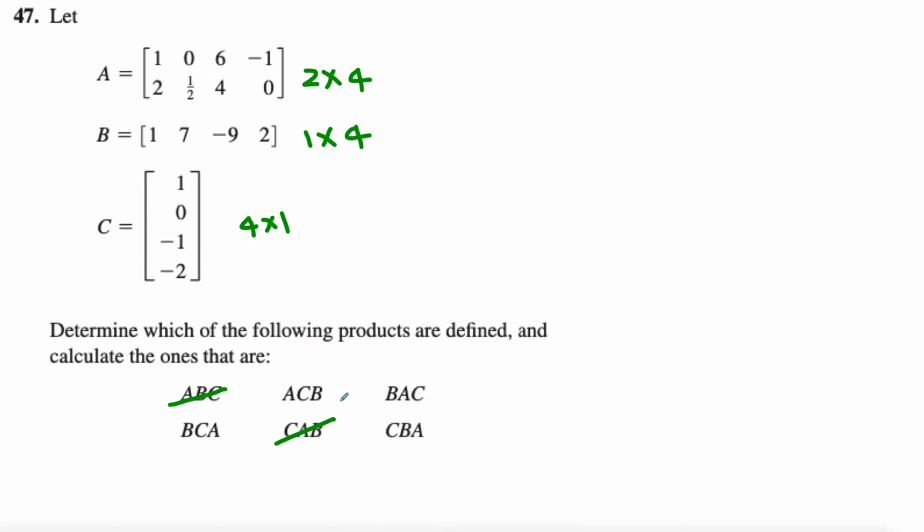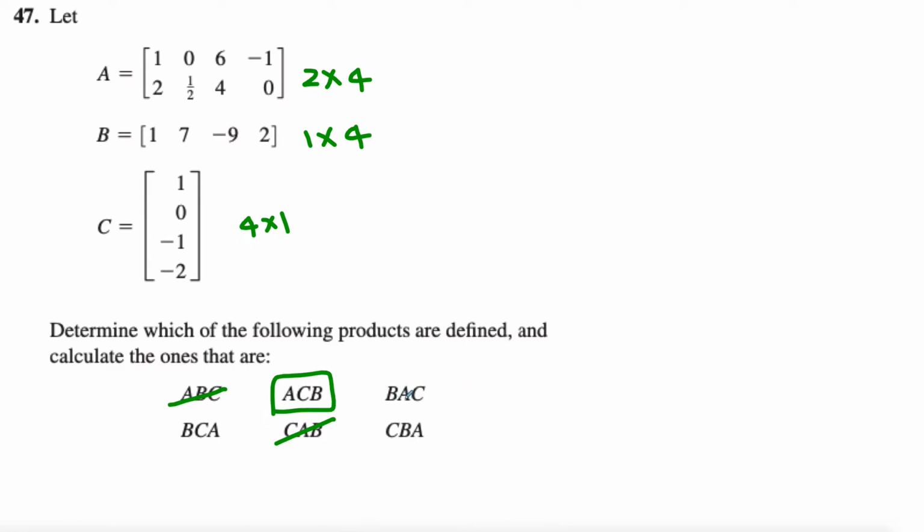Now, let's try to look at ACB. ACB is this one multiplied by this one. So A is multiplied by C. So the inner dimensions are matching here, 4 and 4. Which will result in 2 by 1, and then 1 matches with the next inner dimension, 1 by 4. So it seems like we can multiply this one.